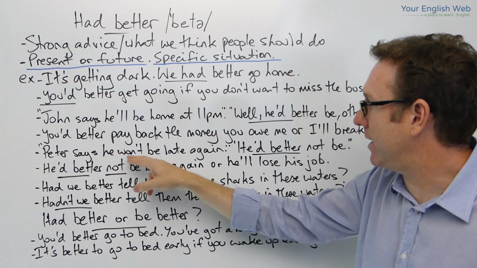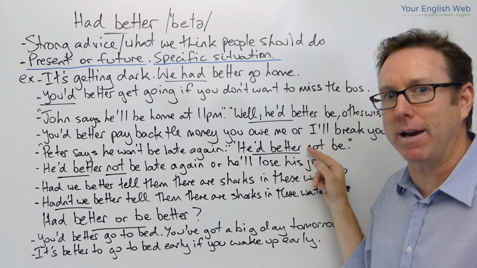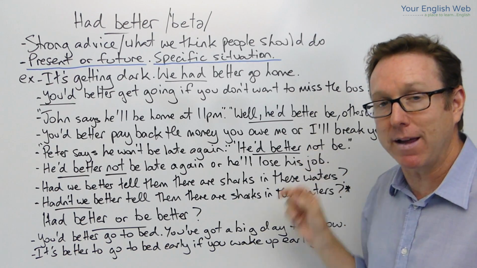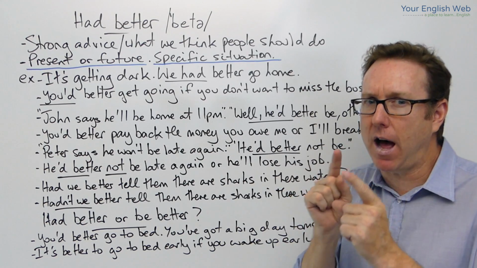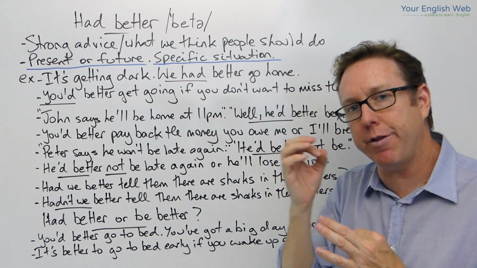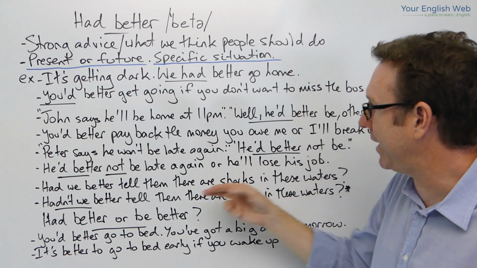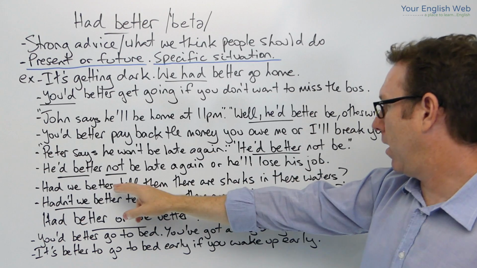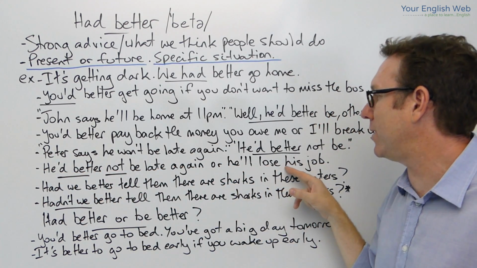So when we use this structure, Peter says he won't be late again. He'd better not be late again. He'd better not be. That's that threat, okay? So there's a fine line between strong advice, what we think people should do, and the threat. So it's how we use it. Now, the next example. He'd better not be late again or he'll lose his job.